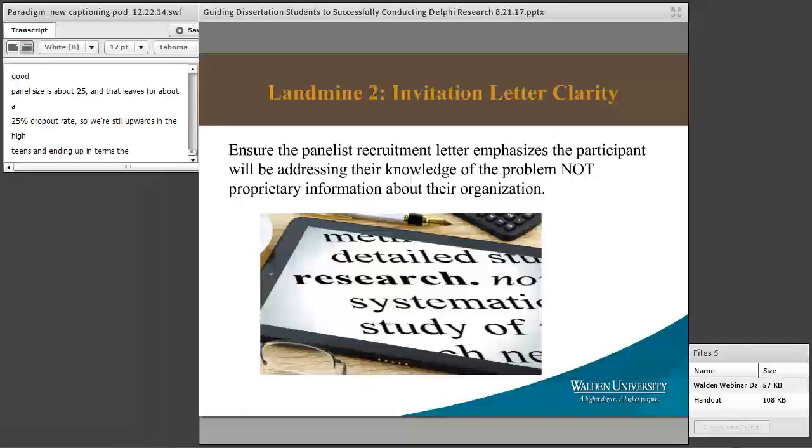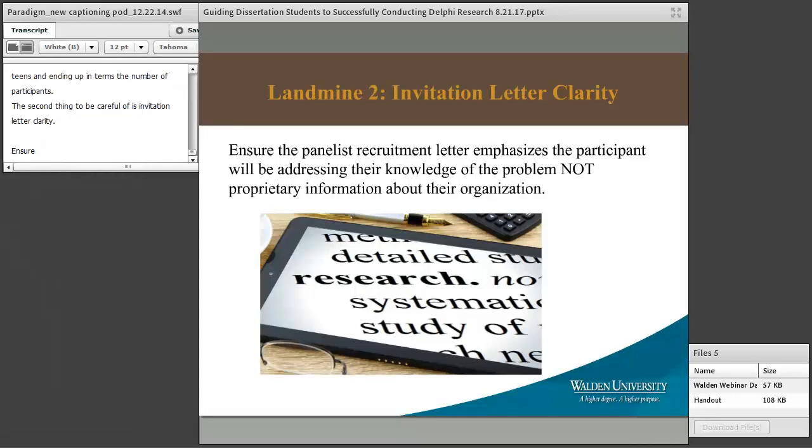The second thing to be careful of is invitation letter clarity. Ensure the panelist recruitment letters that the students send out emphasize that the panelists are being approached because of their knowledge of the problem, and that they're not going to be asked proprietary information about their organizations.